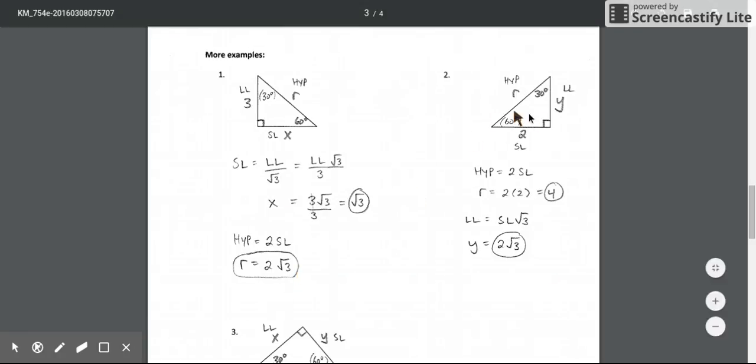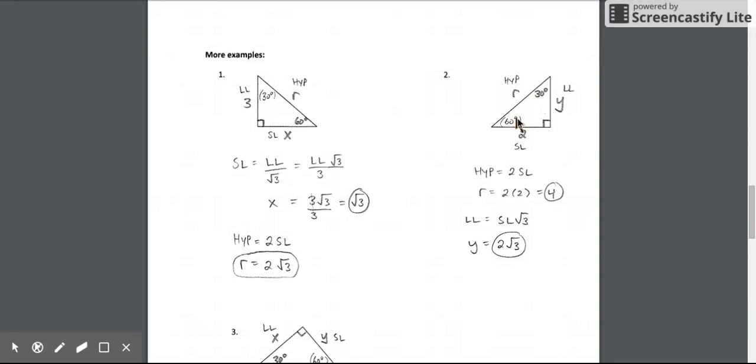Over in this example, this time we're given the 30-degree angle. So assume that this down here is the 60-degree angle. So across from that must be the long leg. Across from the 30 is the short leg. And across from the right angle is the hypotenuse. So we're given the short leg. That's the easier version of these examples. Double it to get the hypotenuse. So the hypotenuse must be 4. And multiply the short leg times the square root of 3 to get the long leg. So the long leg is 2 times the square root of 3.